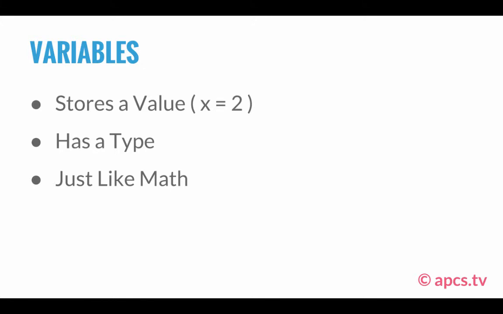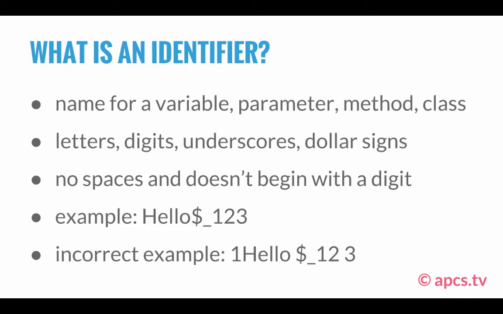And every variable also has a type. So a variable can be an integer, like when x is equal to 2, or a variable can store some text, or a variable can store a true-false value. Now, we'll get into types a little bit later in the course, but just remember that a variable is simple. It just stores a value just like it does in math, and it has types which we'll be going over later. Next, what is an identifier?